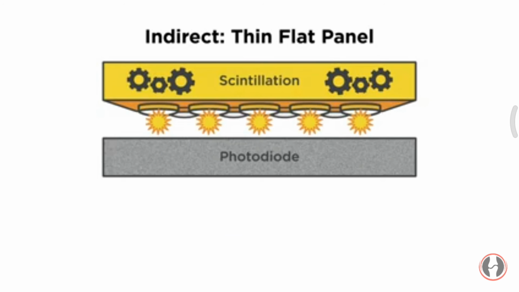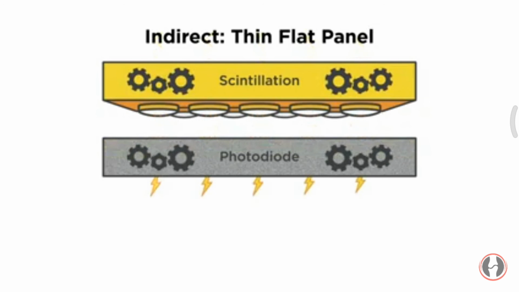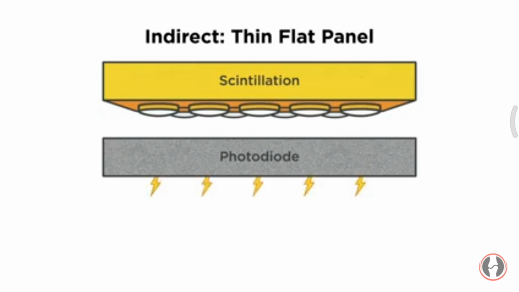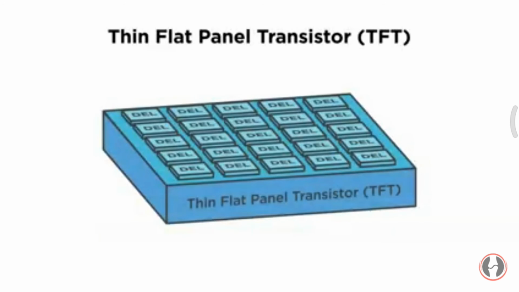The photodiode layer is comprised of a semiconducting material known as amorphous silicon. The photodiode layer works by converting the incoming light photons from the scintillation layer into electric charge. The electric signal, or electrons, produced by the photodiode layer are then transferred to the thin film transistor, or TFT, layer. The TFT layer is comprised of an array or matrix of very small detector elements, or DELs for short.